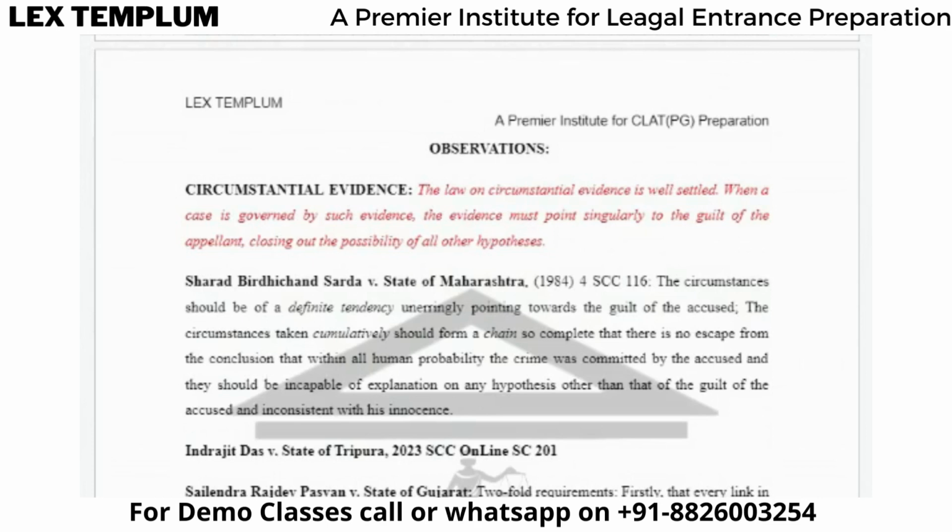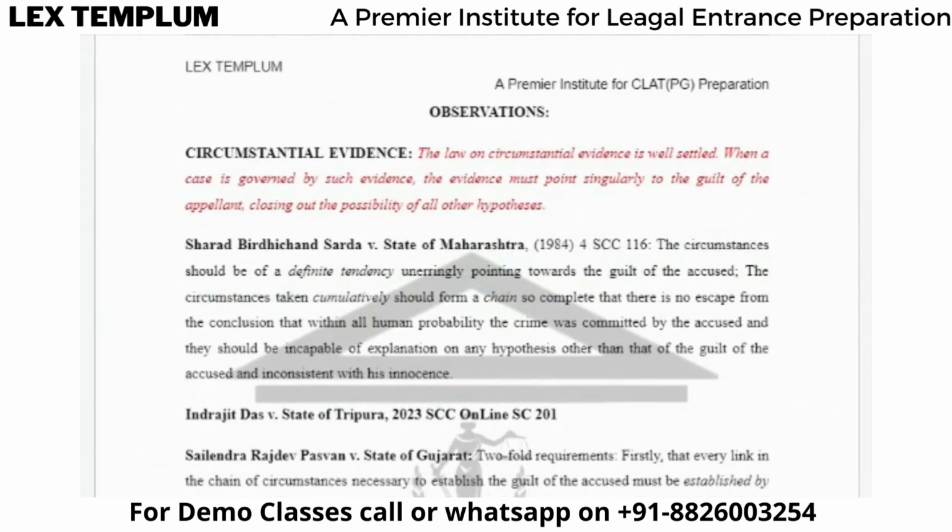So for circumstantial evidence, the court said the law on circumstantial evidence is well settled. When a case is covered by such evidence, the evidence must point singularly to the guilt of the accused, the appellant, closing out the possibility of all other hypotheses. Meaning over here is this: suppose there are 5-6 evidences. First thing important is each evidence taken individually cannot prove the guilt of the accused.